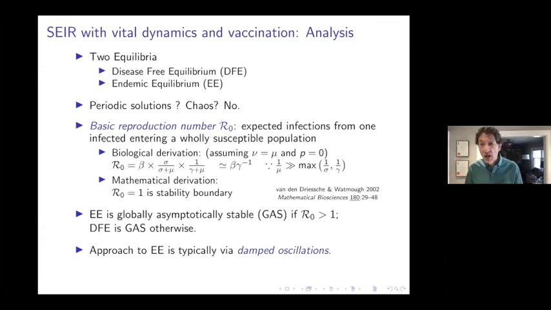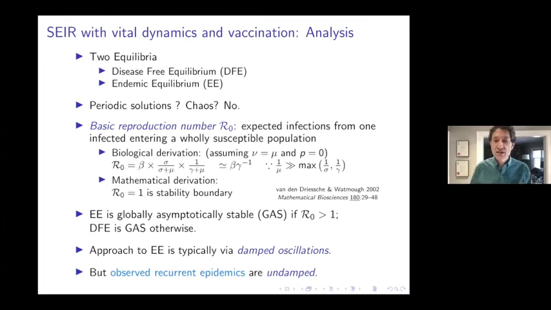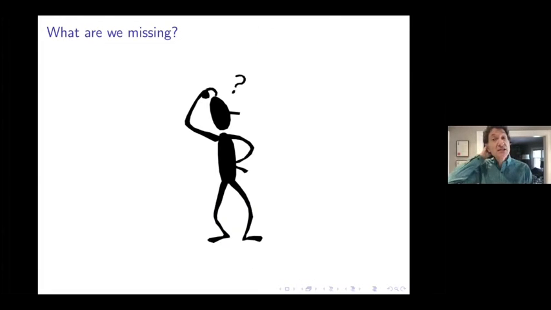Okay, so now I said we were looking for periodic solutions, and it does turn out that the endemic equilibrium is approached by damped oscillations. And so you might say, okay, well, maybe we're just seeing damped oscillations. But that's a weak potential explanation, because the observed epidemics that I showed you are undamped. They do not damp out. So we started with a simple model that doesn't on its own explain the patterns that I showed you. So we must be missing something in our model.